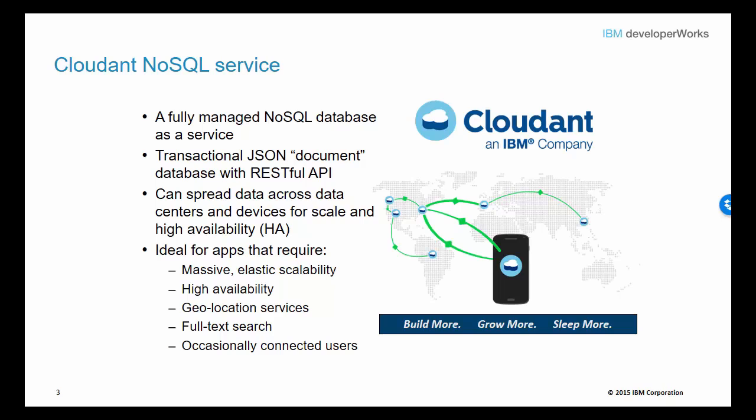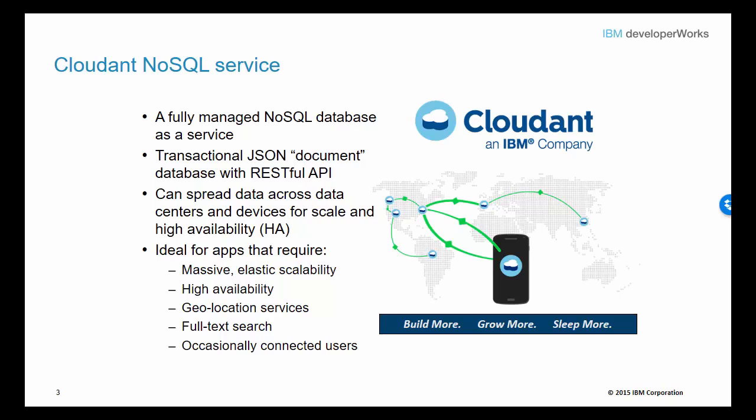It's a document-oriented database, as we mentioned earlier, and the document format is JSON. It also comes with a RESTful API, which we will discuss in more detail in a few slides. It can spread data across data centers and devices for scalability and high availability. And we'll talk more about that when we talk about the Cloudant Sync feature.